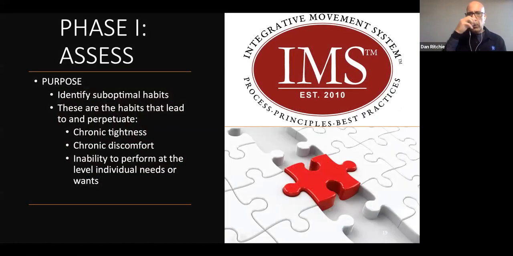So phase one of the integrated movement system is the assessment. The assessment helps you identify your client's suboptimal habits. These are the habits that lead to and perpetuate chronic tightness, discomfort, or the inability of your client to perform at the level they need to and or want to. So when a client says to you, "I just can't get down on the floor and get off the floor as easily as I used to," that's what they're telling you: I just can't perform it the way I used to perform. That is because of their suboptimal habits.